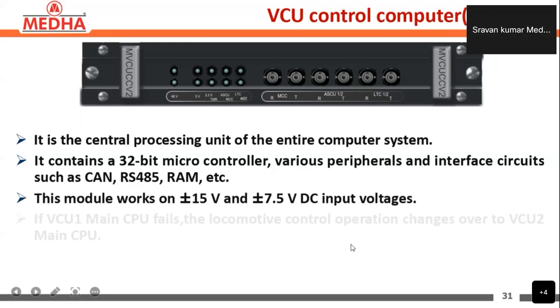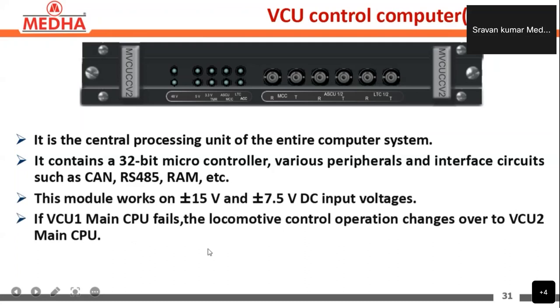input voltages. And we have talked about the redundancy in the objectives. So here we can see, if the VCU1 main CPU fails, if this CC card fails, the locomotive control operation changes over to the VCU2 main CPU. So in a condition where VCU1 has a failure of the CC card, the controls will be shifted to the VCU2 control card through the ACC card, the auxiliary control card. So this is the redundancy given in the CC card.